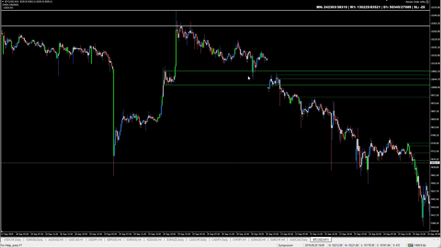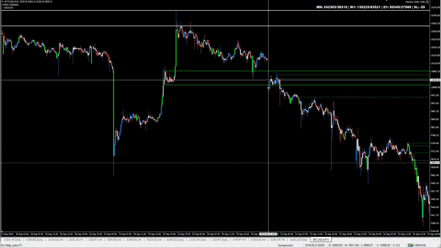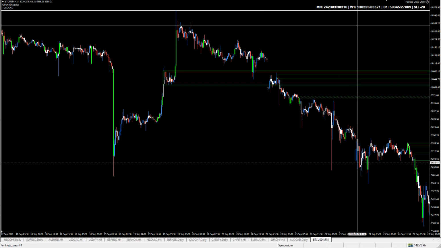Was it tested? It was, and then it gapped down. Can you see the gap? The gap down here. What day is this? This was on the 20th. What day is it? 20th. That was a Friday. So it had a gap on Friday, and it gapped down.